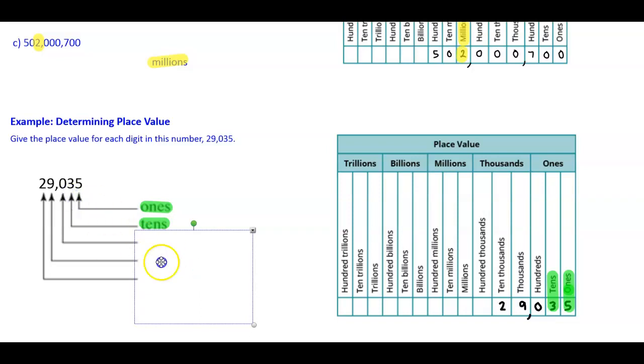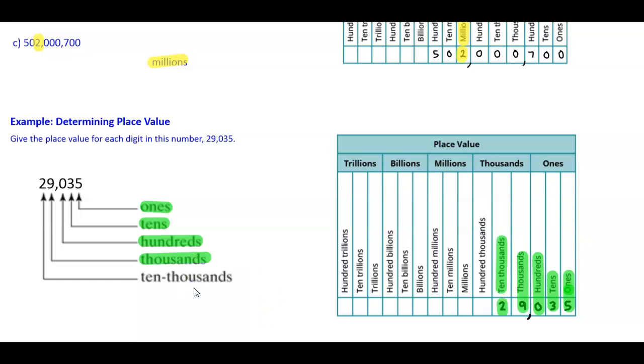The next number is 0. So 0 is in the hundreds place. The next number is 9, and the 9 is in the thousands place. And the last number is 2, which is in the 10,000s place. So we would say that 2 is in the 10,000s place.